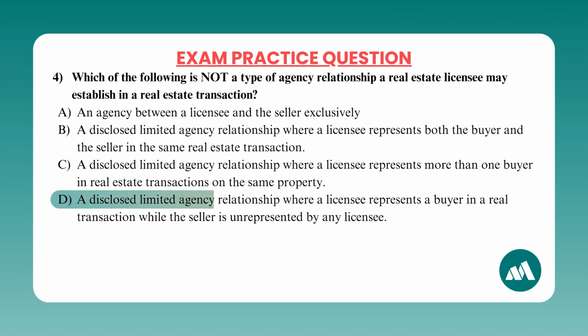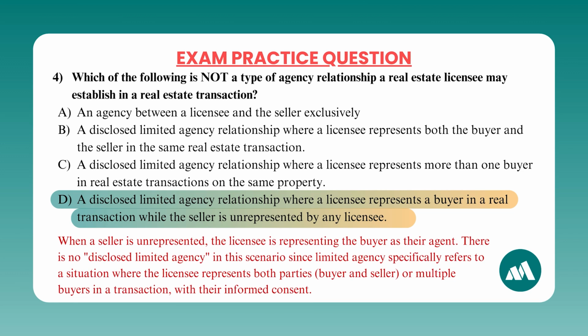The answer is D. When a seller is unrepresented, the licensee is representing the buyer as their agent. There's no disclosed limited agency in this scenario, since limited agency specifically refers to a situation where the licensee represents both parties, buyer and seller, or multiple buyers in a transaction with their informed consent.